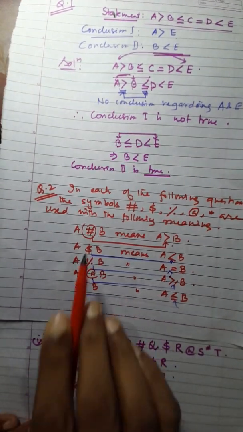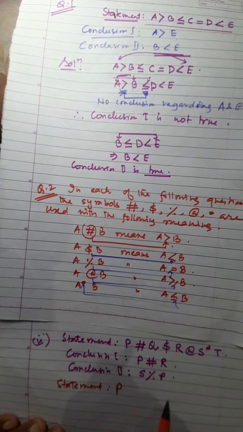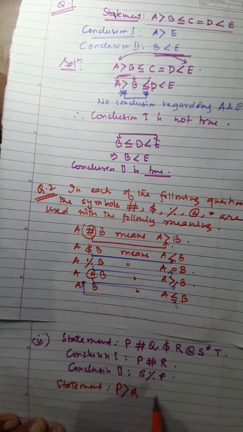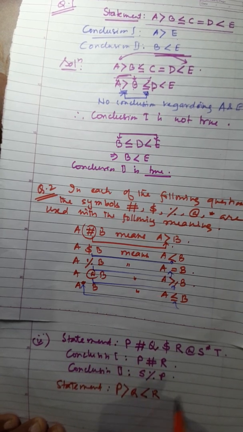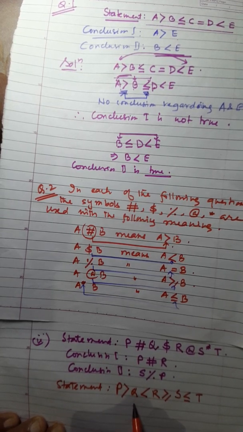Here hash means greater than, dollar means less than, at the rate means greater or equal to, asterisk means less or equal to. This is the statement: P greater than Q, Q less than R, R is greater or equal to S, S is less or equal to T.